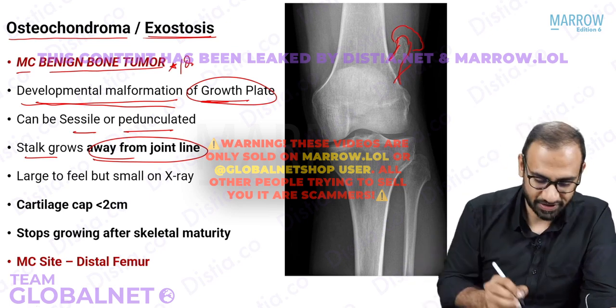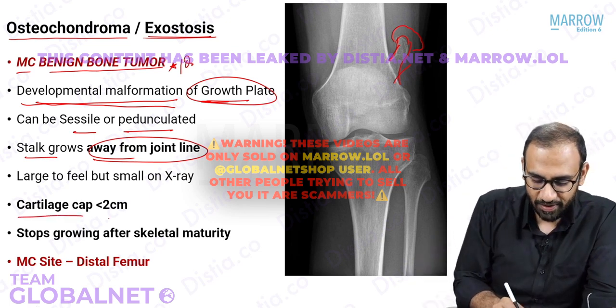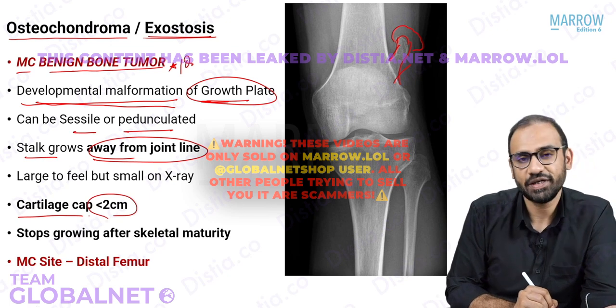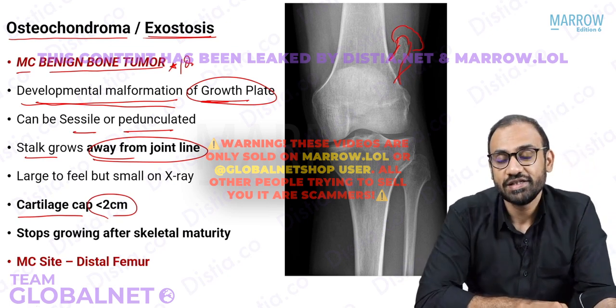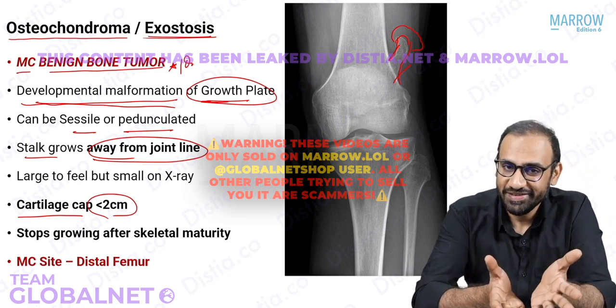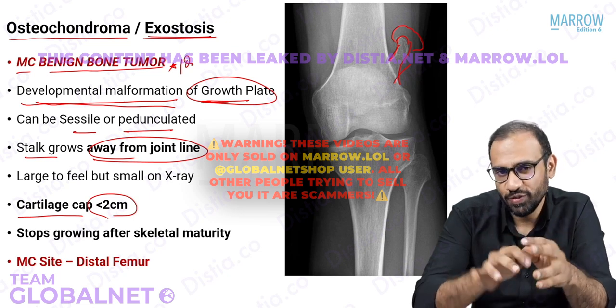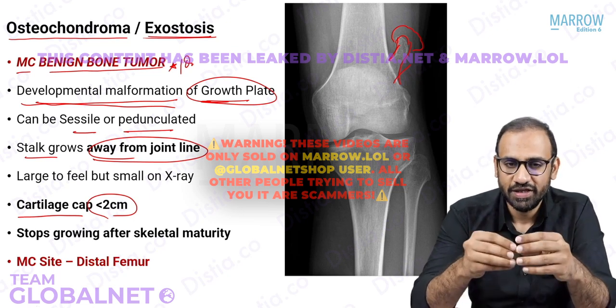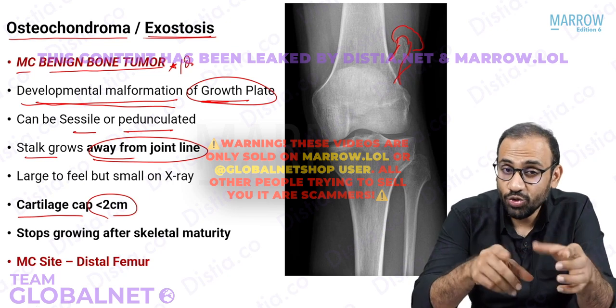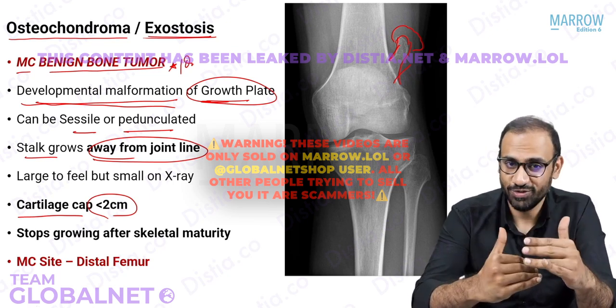This is very, very interesting. Cartilaginous cap is usually less than 2 centimeters. Now, why is this important? See, cartilage is not picked up on X-ray, right? So when a patient comes to you with this osteochondroma, he will tell you that he's noticing a swelling around the joint because the growth plates are usually located around the joints only.